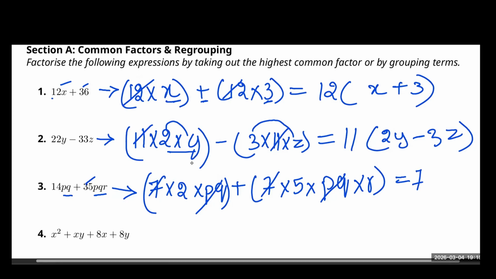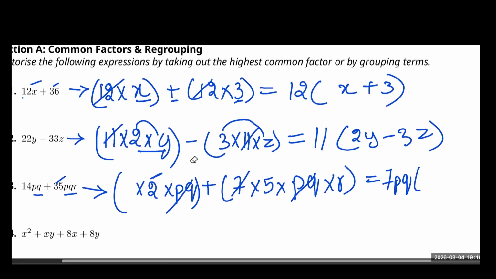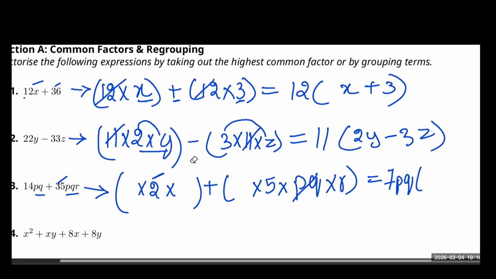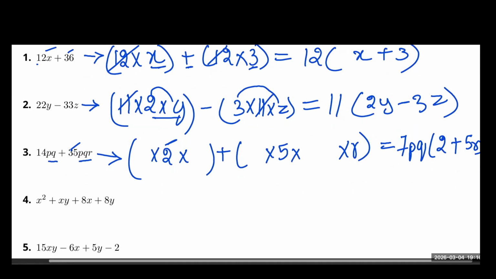So if I take 7pq common here, 7pq into what is the leftover part? 2 is leftover, plus 5 into r. Like this, we go for this in the same way.